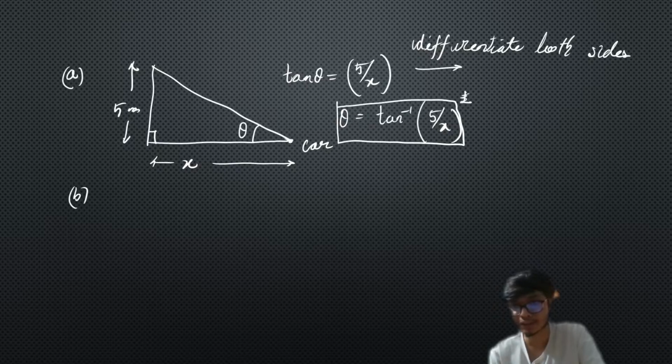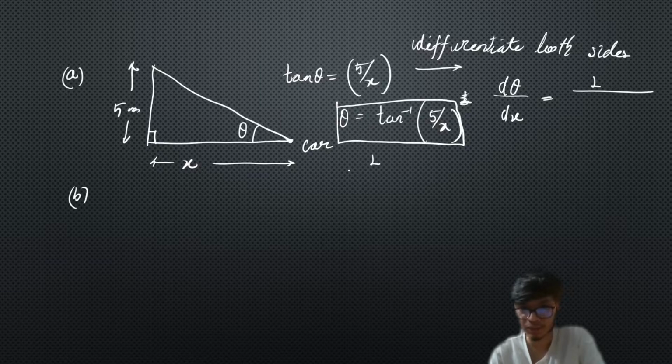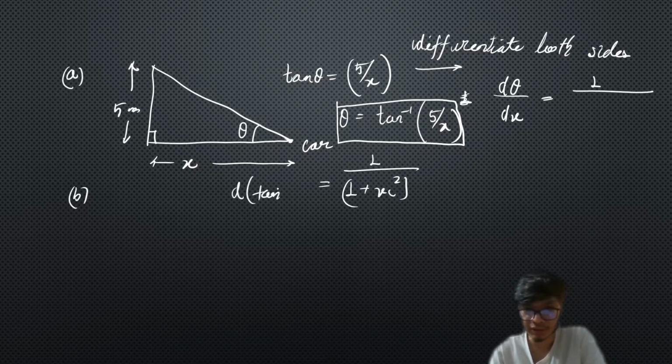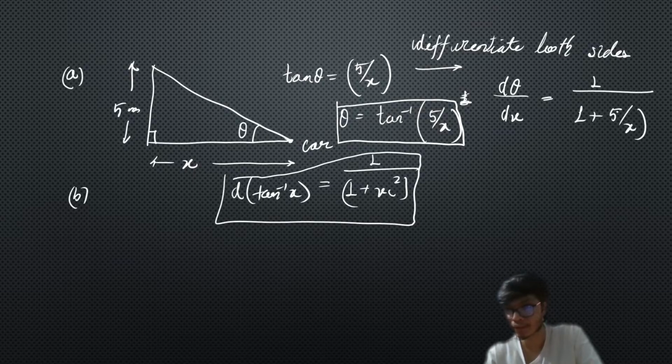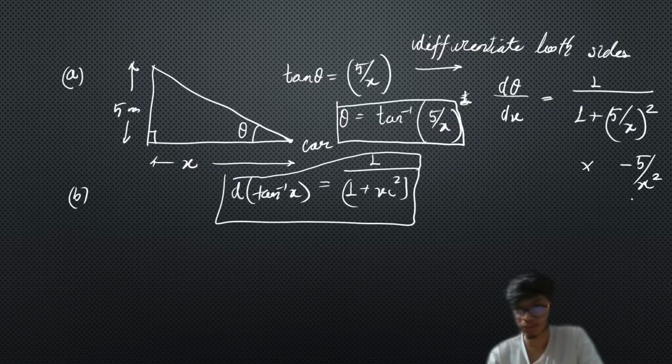Now if we differentiate this part, I'm going to get d theta upon dx as 1 upon... what is the differentiation of tan inverse of x? It is equal to 1 upon 1 plus x square, right? So from here I will get 1 upon 1 plus 5 by x whole square, multiplied with the differentiation of 5 by x, and the differentiation of 5 by x is going to be minus 5 upon x square, right?